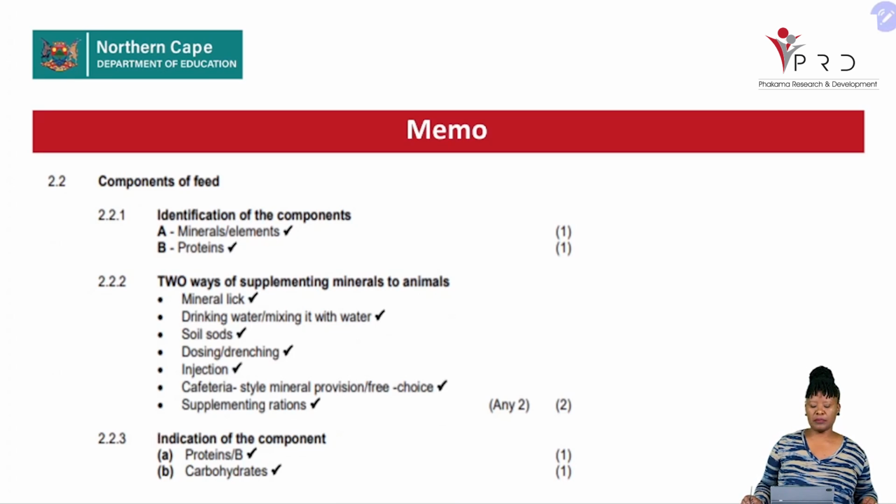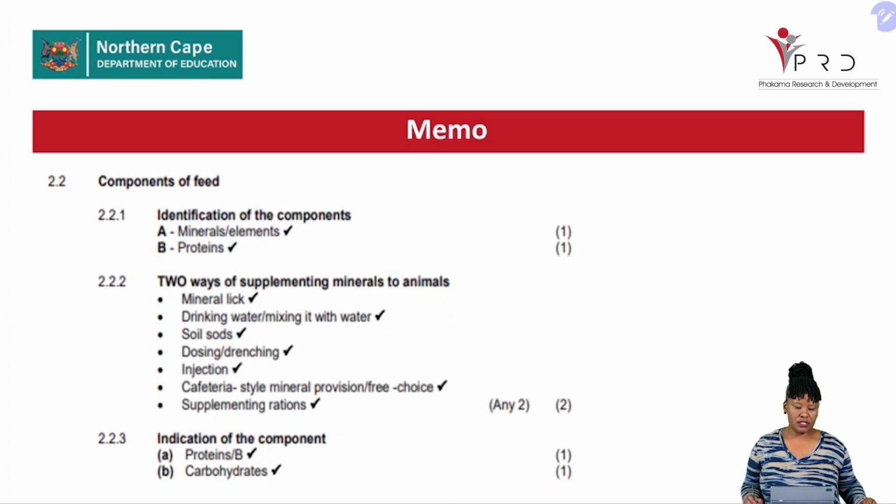The ways of supplementing minerals to animals is either you give mineral licks or you add into water and you give to animals as drinking water, or you mix it with water. Soil salts or dosing, you dose or you use a drenching gun to give it to the animal, or you inject, or the minerals are supplemented through a cafeteria style or free choice or supplementing rations.